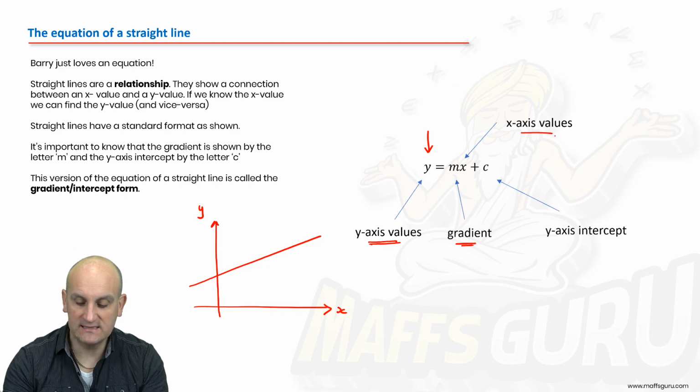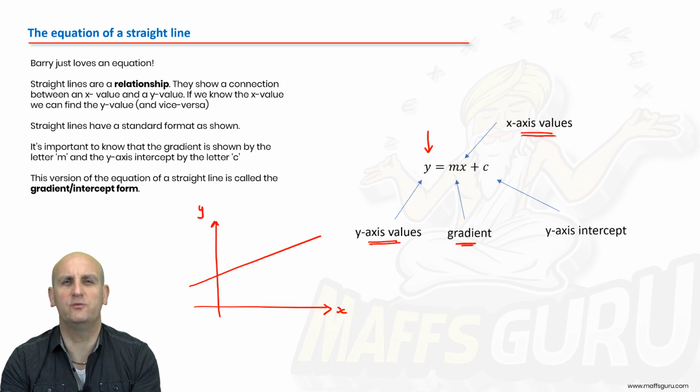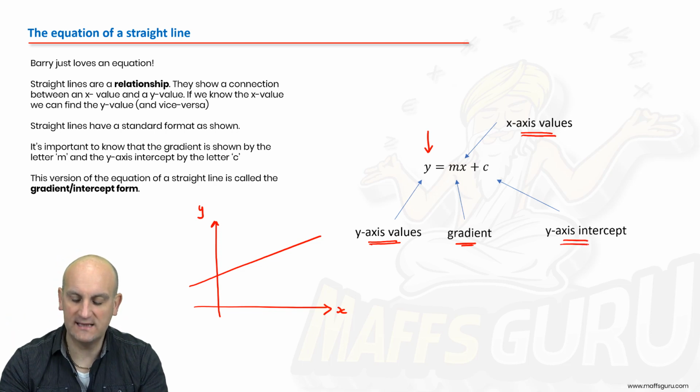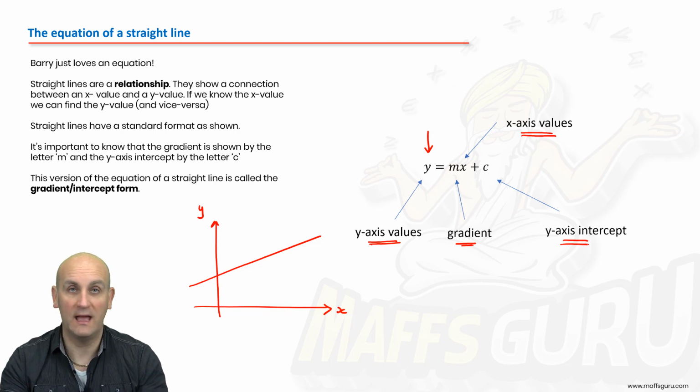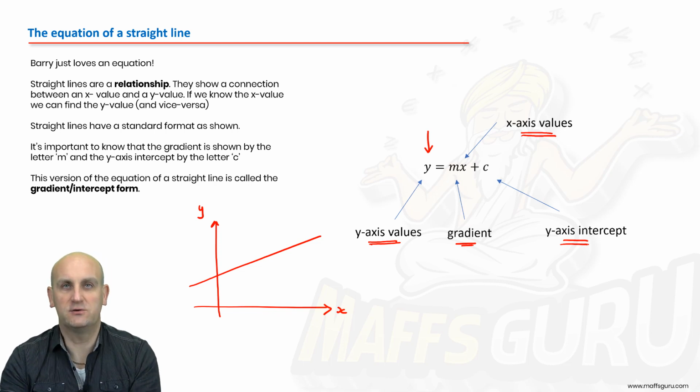X, the x-axis value. So these are the values we are given on the x-axis that we then translate by using the gradient and the intercept. And the y-axis intercept is given by the letter c. But using this gradient and understanding how it works is awesome.